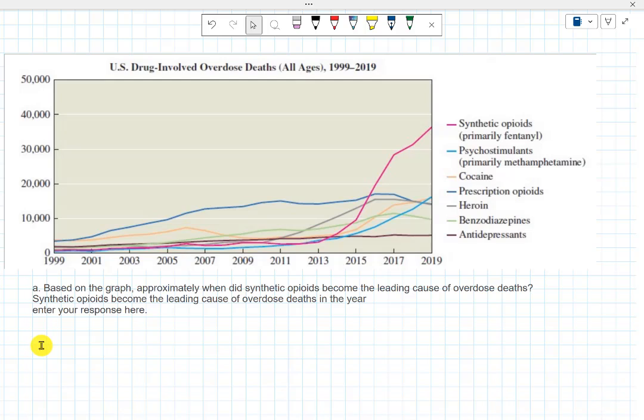So if I look on the graph, synthetic opioids have this color. So that would be this guy right there. That's the one they're talking about. And they want to know, when did it become the leading cause? Approximately when did that happen? So we're looking for this spot right here. That's when fentanyl took over or started to lead the pack.